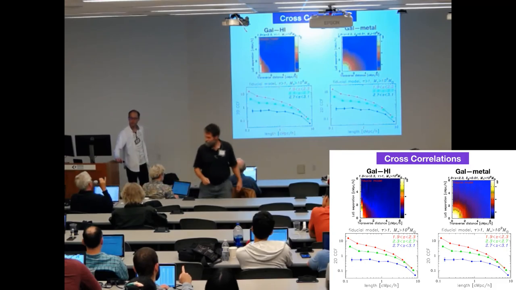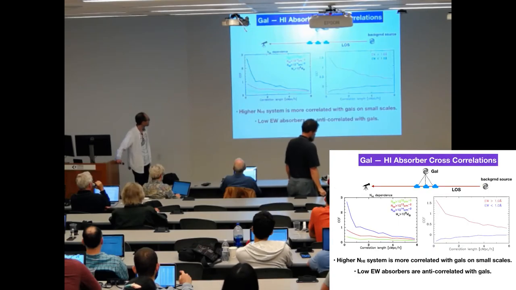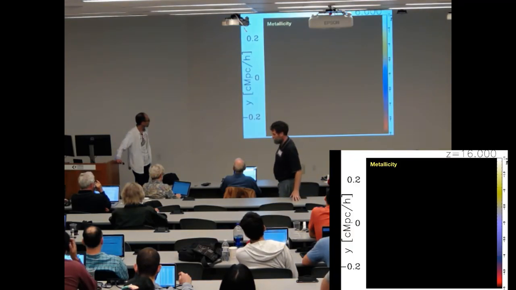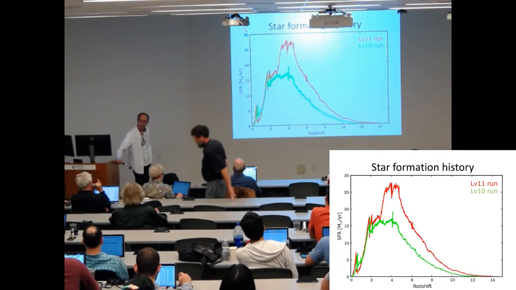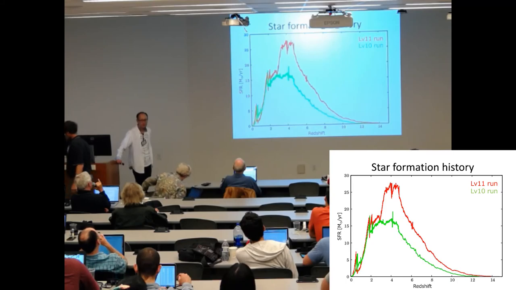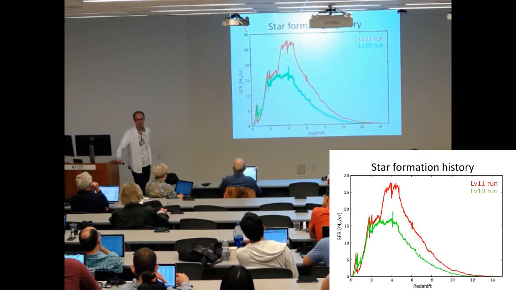Well, I looked at your star formation rate as a function of time. The level 11 shows many more stars integrated than level 10. So I'm not sure you've converged. Level 12 might show even more stars. So you maybe again have an overcooling problem or something. Did you think about that?